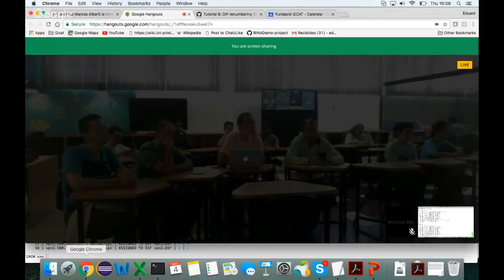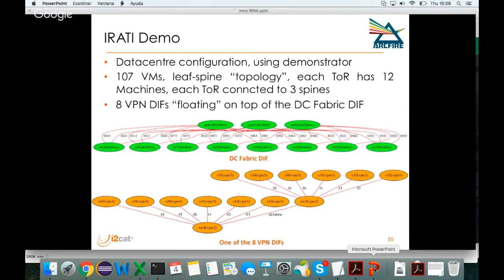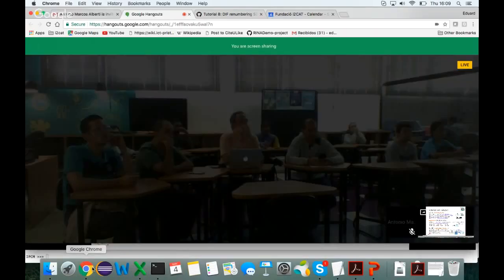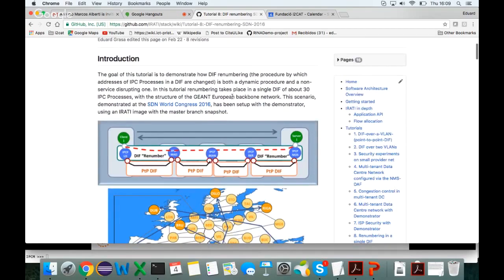Last but not least, there are some pointers here about research projects, this open source implementation, which is available on GitHub, and other ones. We have also simulators and other implementations, as well as some pointers for other standardization activities. If you are interested in playing with it, we have a number of tutorials on the GitHub site, which is here. So we have a number of tutorials.